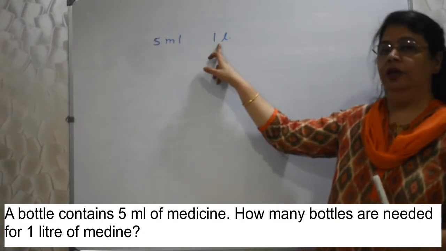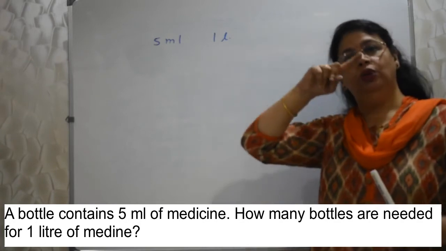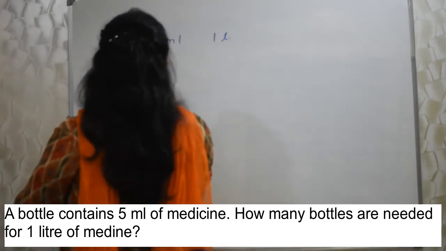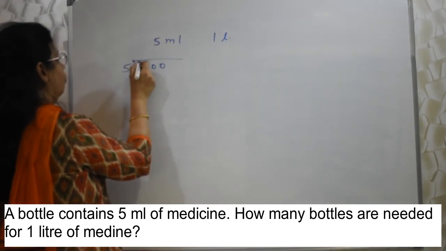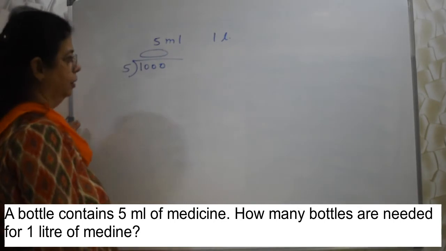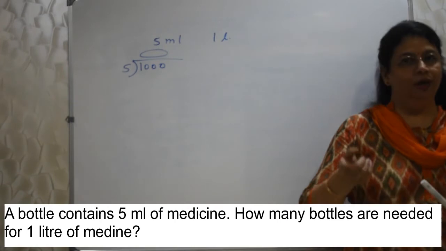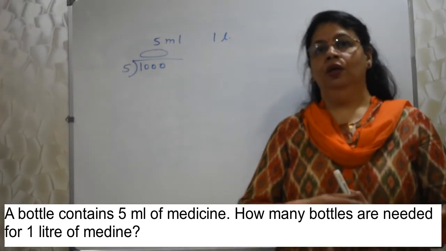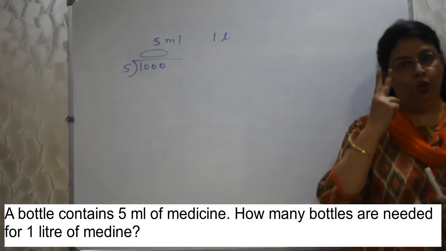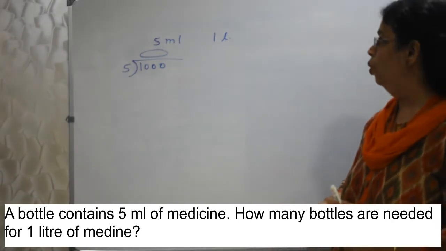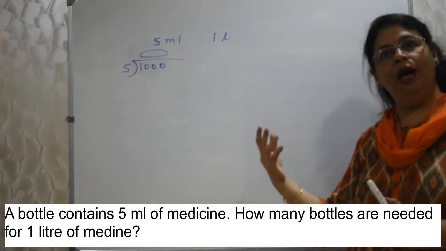Here again I will have to convert this 1 liter into milliliter. That is 1 liter is equal to 1000 ml. So 1000 divided by 5. Whatever quotient, that will be your answer. Again we will follow the trick which we used in the earlier sum. What is the relation of 5 with 1000? It is 200. So instead of division by 5, I will multiply by 200.